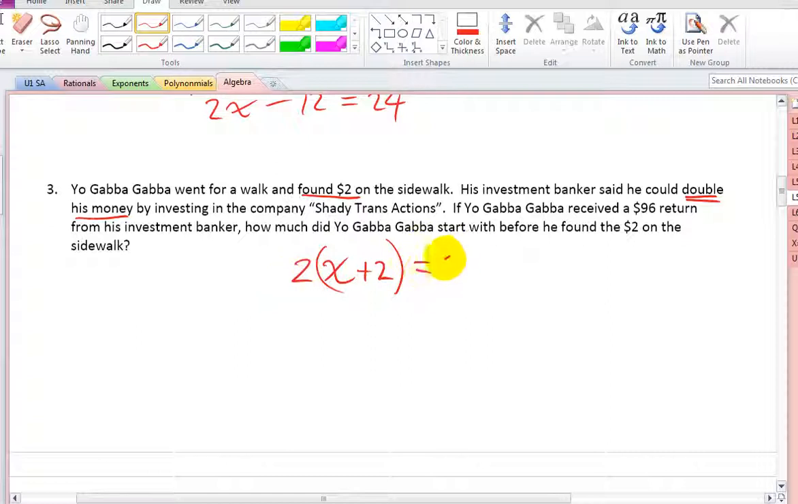Then he gets a total of $96 back to him. So now he go and find out how much money he had. So the first step to solving this would be multiplying. 2x plus 4 equals 96. Okay. Any questions with that one? Where's the double part? I can't see that. Double. There we go. Okay.